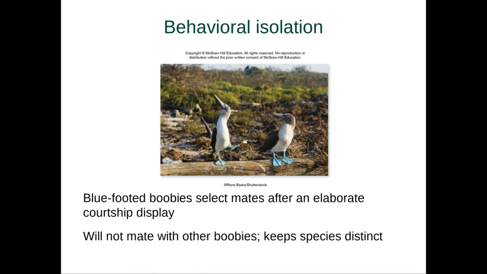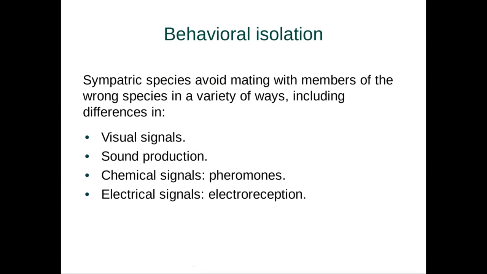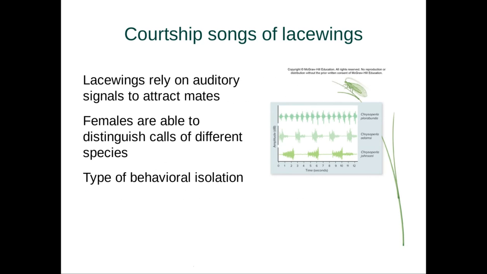But that's behavioral isolation. Now, behavioral isolation is interesting. Sympatric species, so remember species that occupy the same ecological area, avoid mating with other members in a wide variety of ways by altering their visual signals, so how they court mates, by producing different sounds, so birds chirping, crickets with their little cricket sounds, but they also produce different types of chemical as well as electrical signals that make them distinct from species occupying the same habitat. So that's how behavioral isolation works.